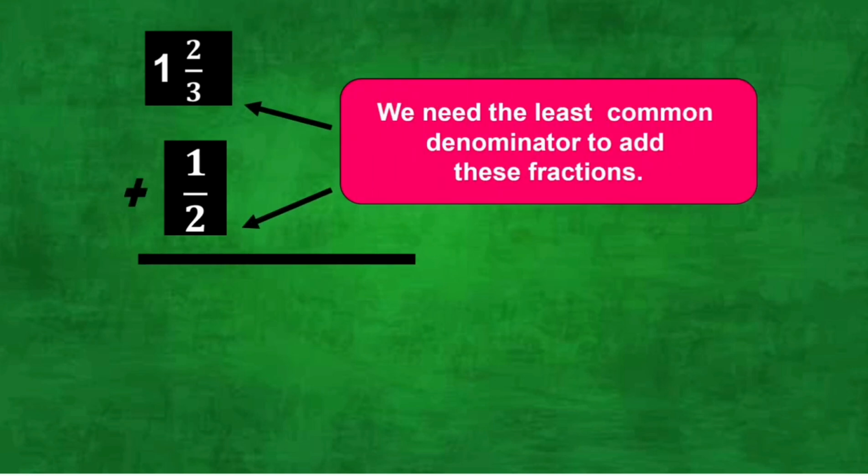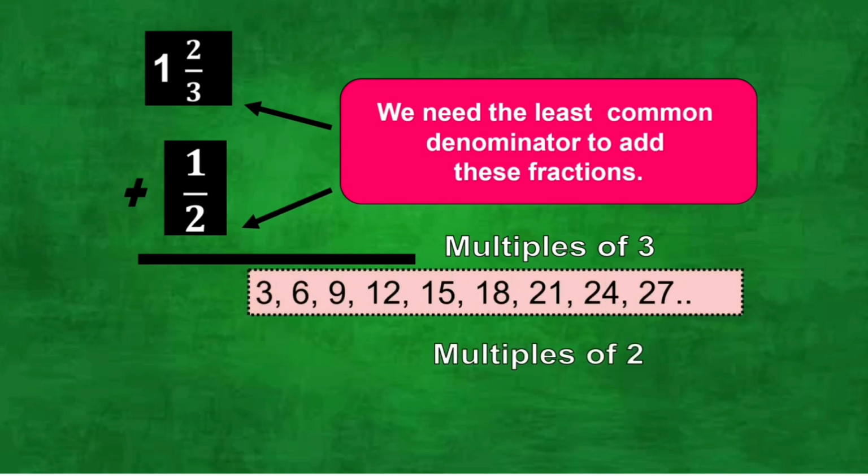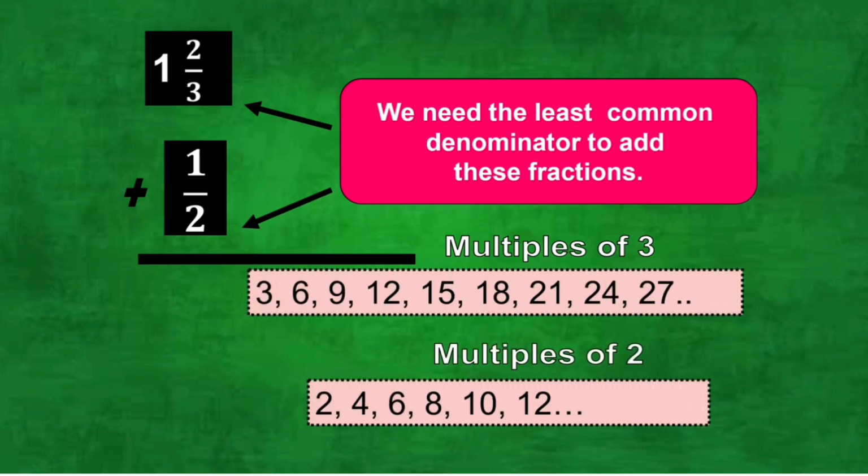Let us have another one. 1 and 2/3 plus 1/2. Again, we need the least common denominator to add these fractions. List the multiples of 3 and the multiples of 2. Now the LCD of 2/3 and 1/2 is 6.